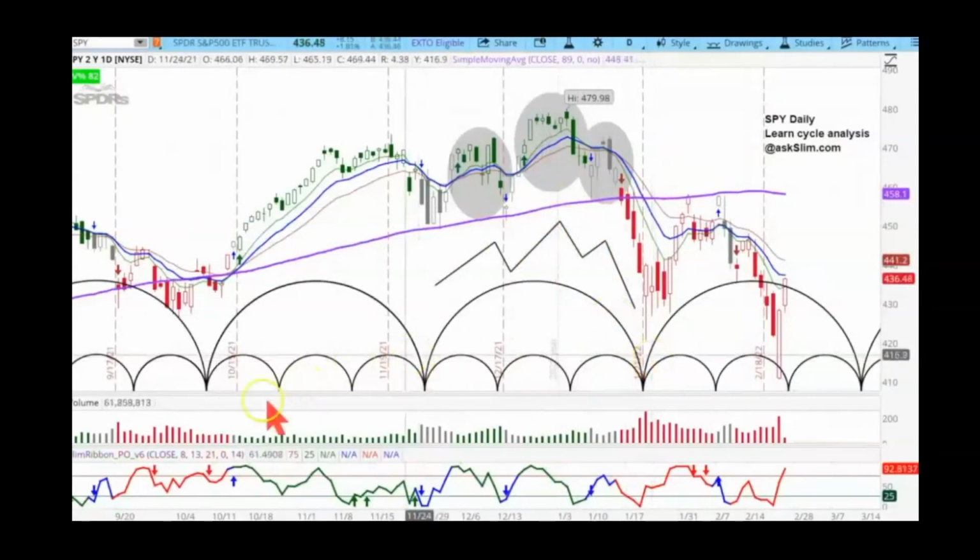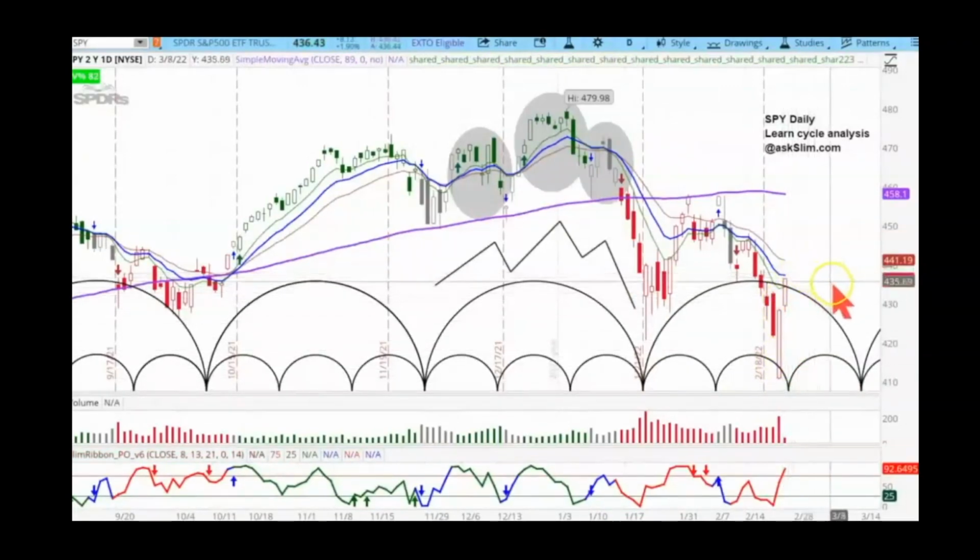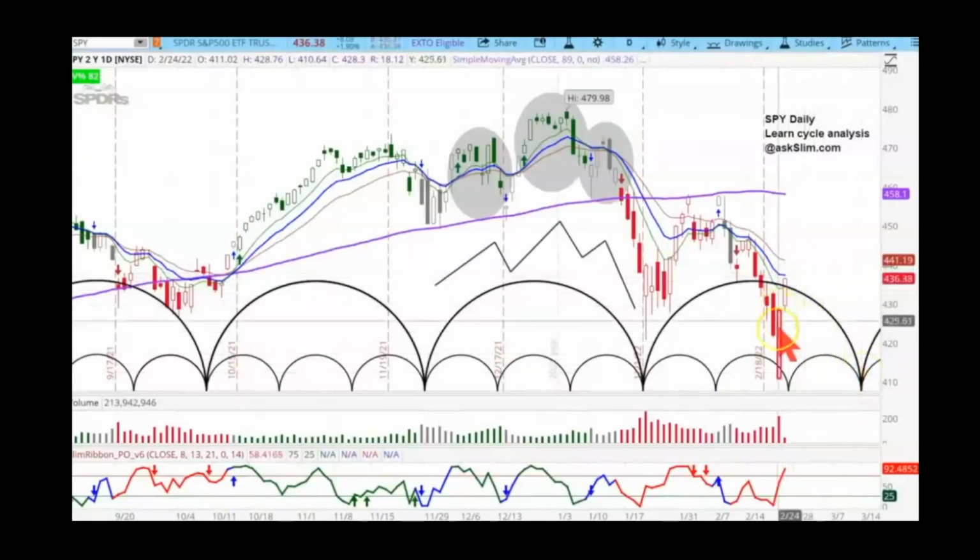And you can see that there are 1, 2, 3 cycles in this big family right here, and 1, 2, 3 right over here, and here only 1 and 2. That is suggestive that you're going to see a failure of this rally at some point, and then moving down one more time. Now, this was a panic low right over here.